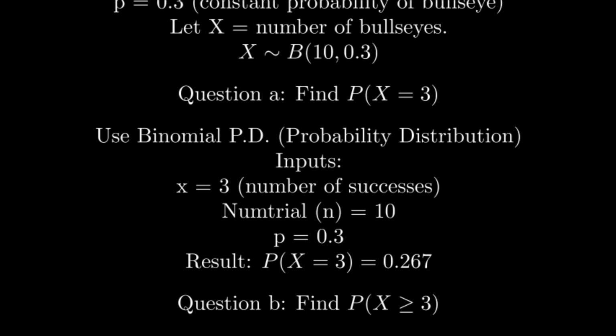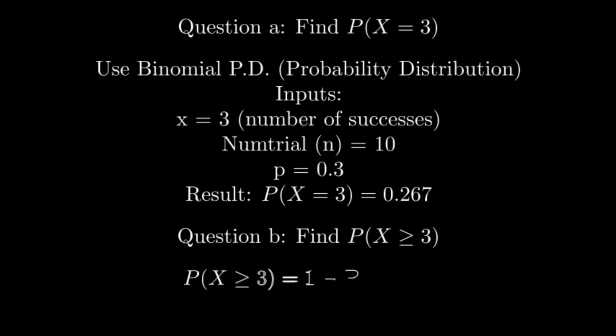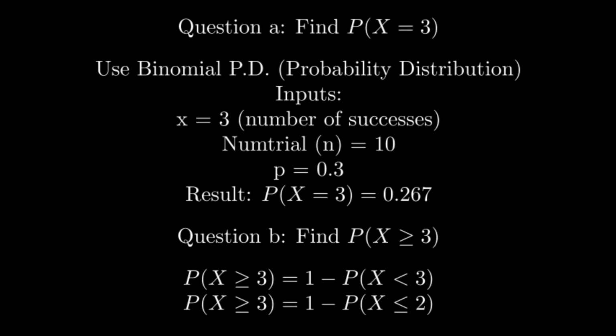The opposite of at least 3 is less than 3, which for a discrete variable means 0, 1, or 2. So X is less than or equal to 2. The probability of X being greater than or equal to 3 is equal to 1 minus the probability of X being less than 3. Since X must be an integer, being less than 3 is the same as being less than or equal to 2.